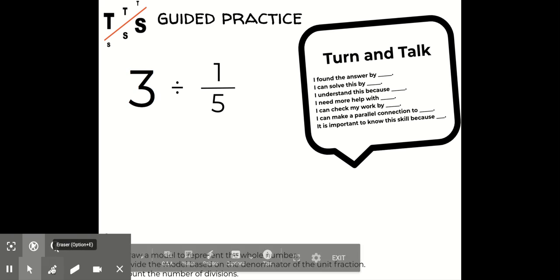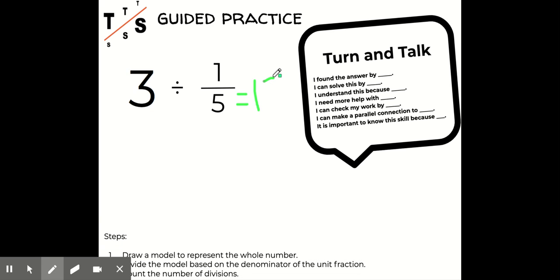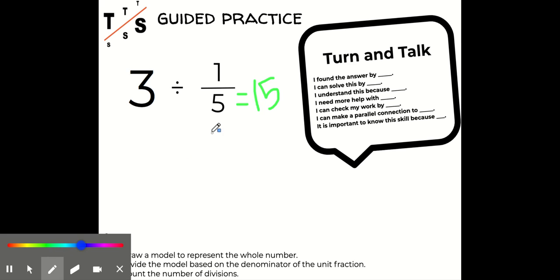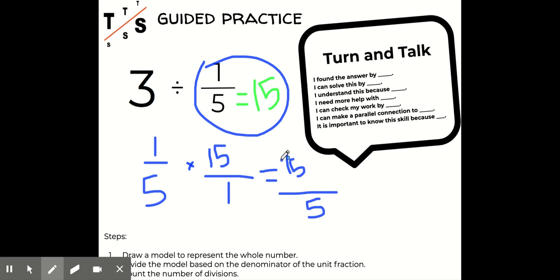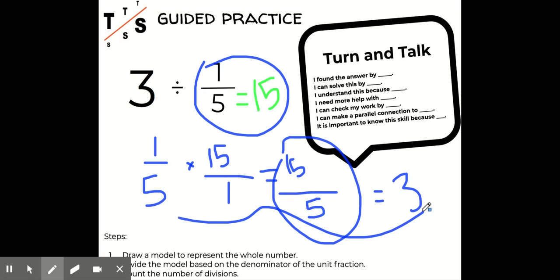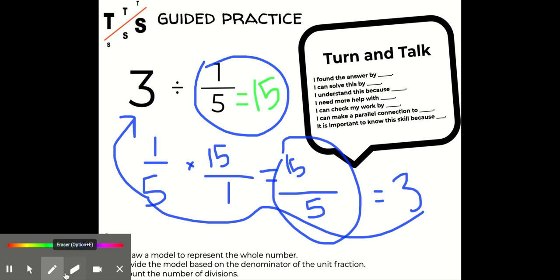So when we solved this, we got the answer of 15. If I want to use multiplication to check my answer, I can multiply these two. 1/5 times 15. Now remember, when we're multiplying by a whole number, we make the denominator a 1, and then we can multiply straight across. 1 times 15 is 15. 5 times 1 is 5. And then to simplify, I'd do division. And my answer would be 3. Did I get the same number? I did. So I did it correctly. And that's just to show another way that multiplication and division are related.